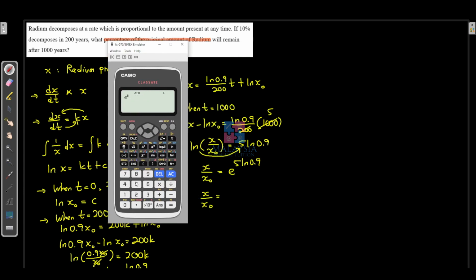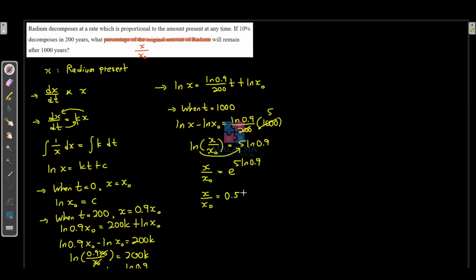So e to the power of 5 ln 0.9, we get 0.590. When you multiply this by 100, you will get 59% of the original amount of radium will remain after 1000 years. So this is the final answer for question number 4.